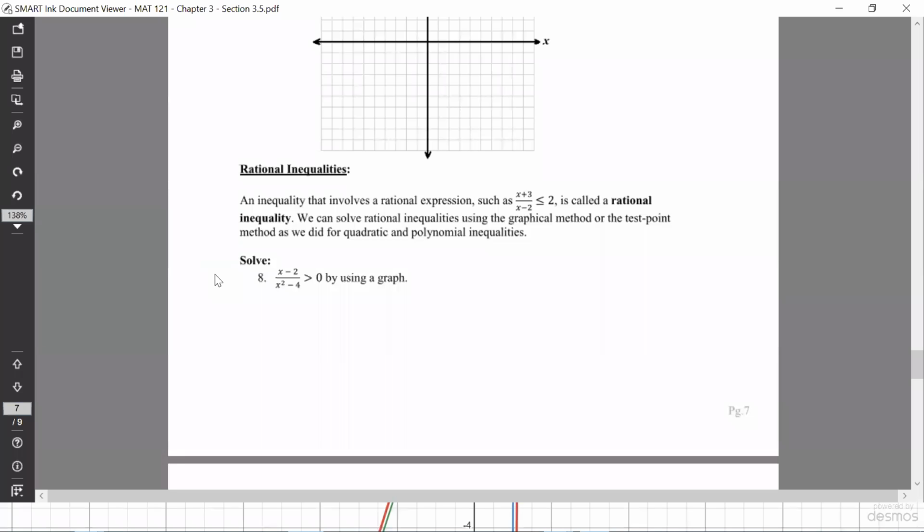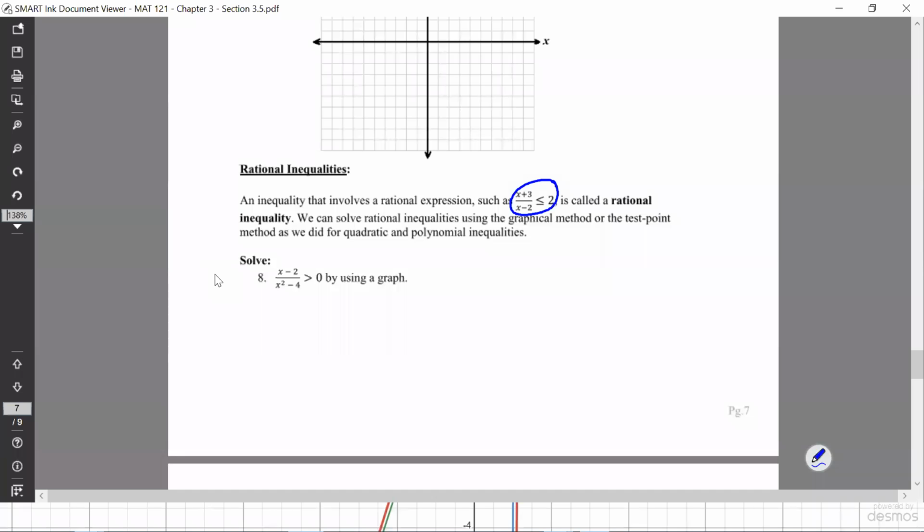So again, you can see a rational inequality can be anything such as the example over here, x plus 3 over x minus 2 less than or equal to 2. Basically, as long as you have a polynomial on the numerator, polynomial on the denominator. So we'll see how we can solve these using the graphical method and the test point method.